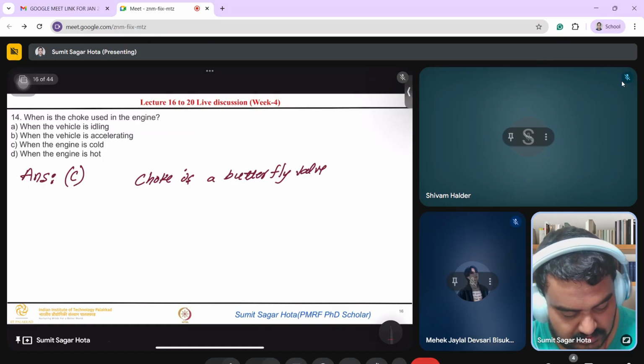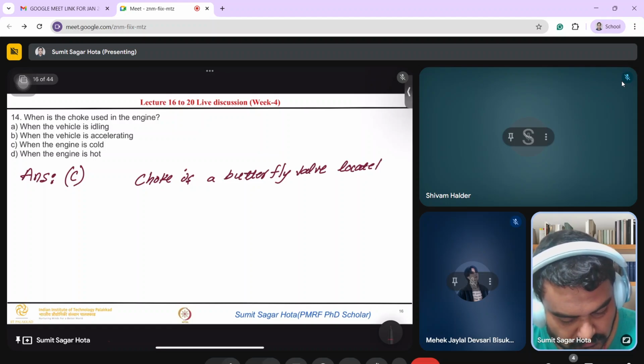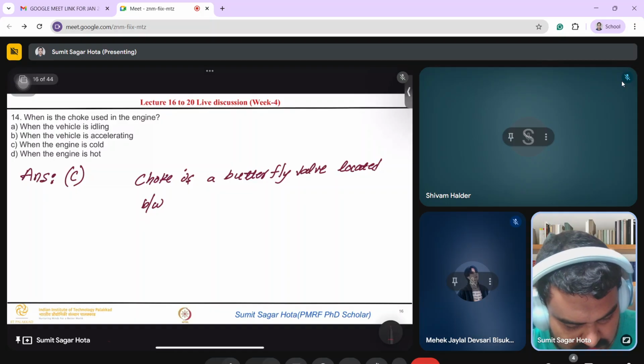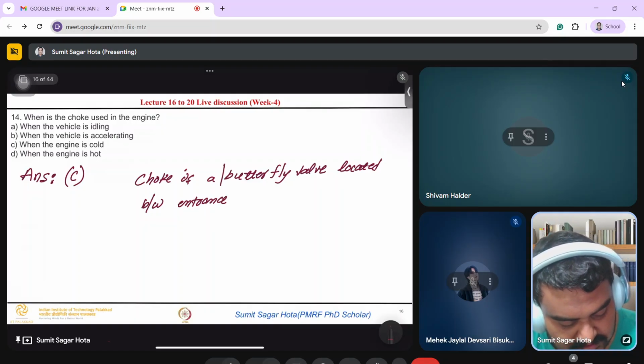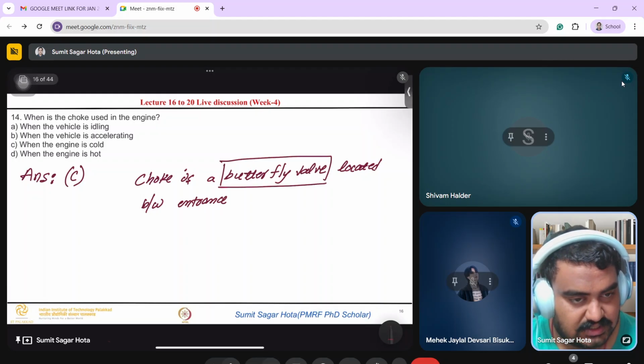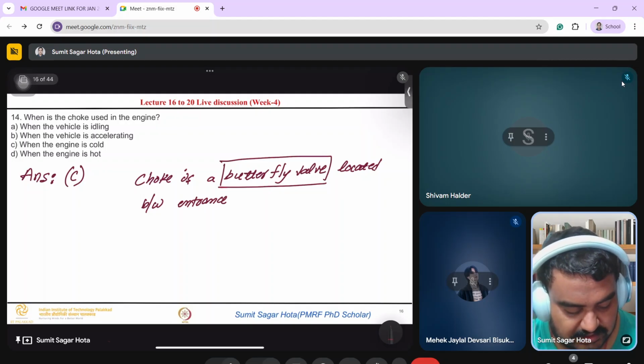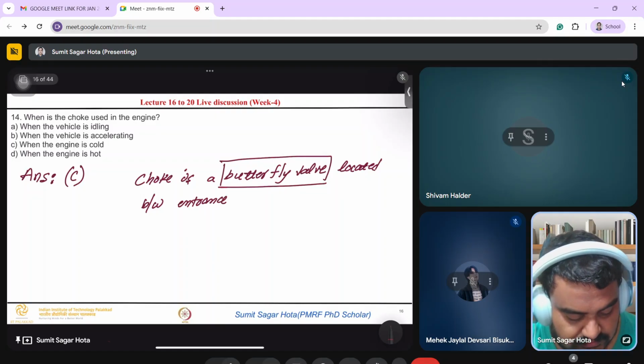Okay, so the location: the choke is a butterfly valve, located between... The choke switch is near you, but the question is telling us about the valve location, where this butterfly valve is. Even if the question asks where the choke is located, you have to say it is not near your button. The location of the butterfly valve of the choke is in the entrance to the carburetor and venturi throat.